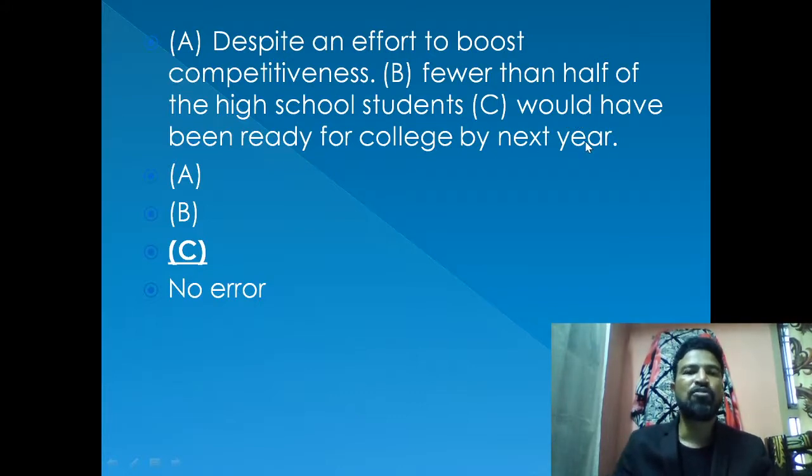Despite an effort to boost competitiveness, fewer than half of the high school students would have been ready for college by next year is a wrong statement. Would have been is a wrong one. It should be will be ready for college by next year. So the error is in part C of the sentence.